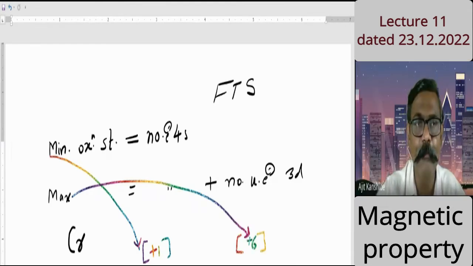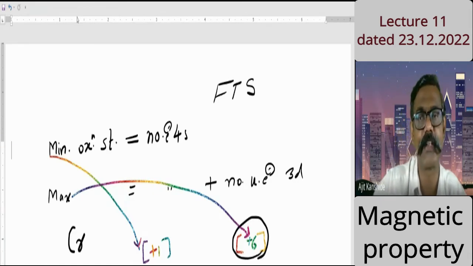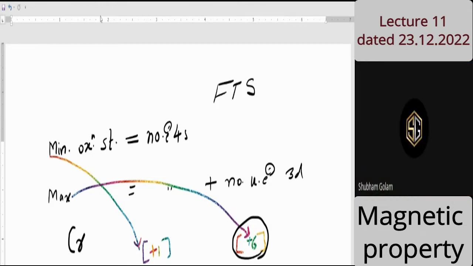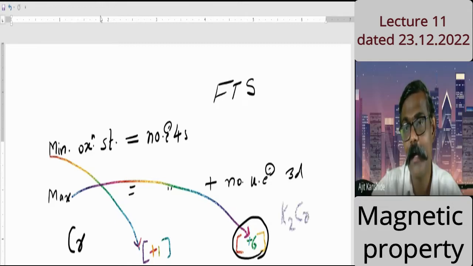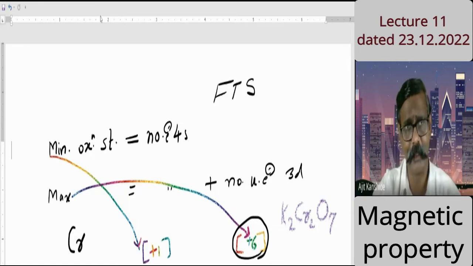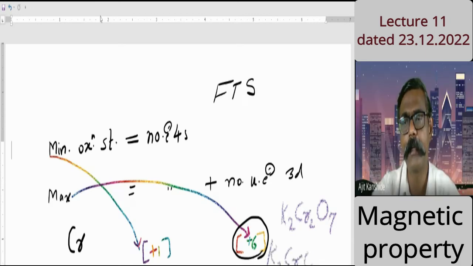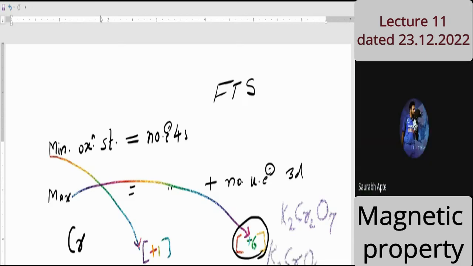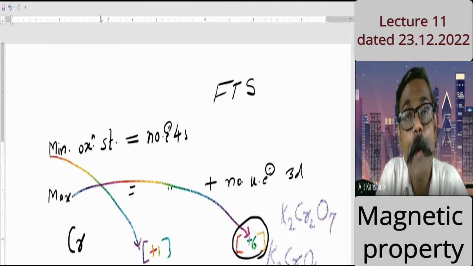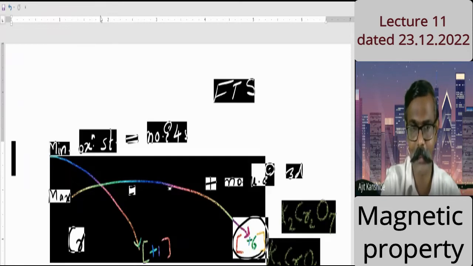I want an example of chromium where it is in +6 oxidation state. K2Cr2O7, potassium dichromate. It is orange in color. Absolutely, the answer is correct. But I want one more example. K2CrO4. Right. What's the name of that? Potassium chromate, CrO4 2-. Very good. All answers I am finding correct today.